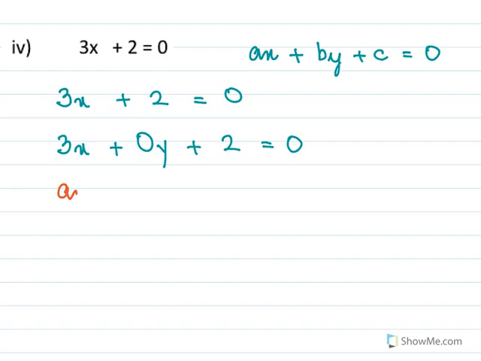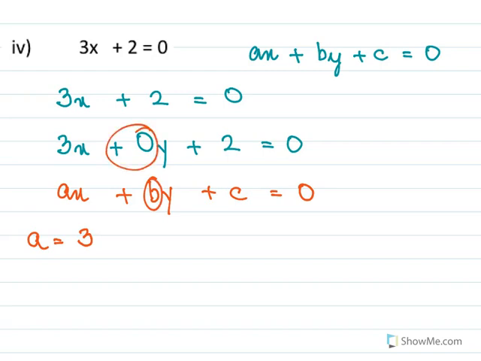Now when we compare it with ax plus by plus c equal to 0, now a we know is the coefficient of the x term. See, a is a coefficient of the x, and the coefficient of the x here is 3. So this is equal to 3. B is a coefficient of y, and here the coefficient of y was 0. So B equal to 0. C was a constant term, and this is a constant term here. So C equal to 2.